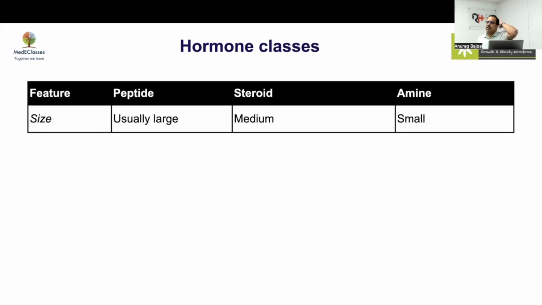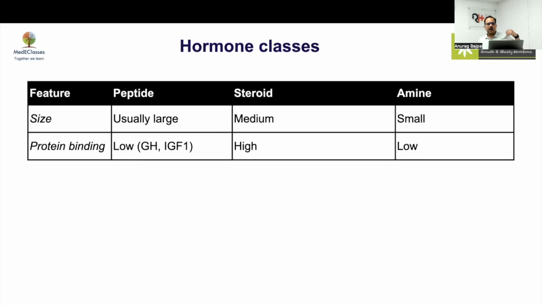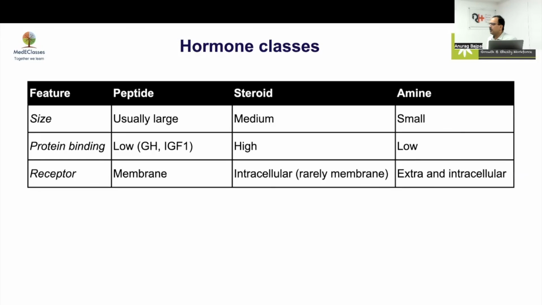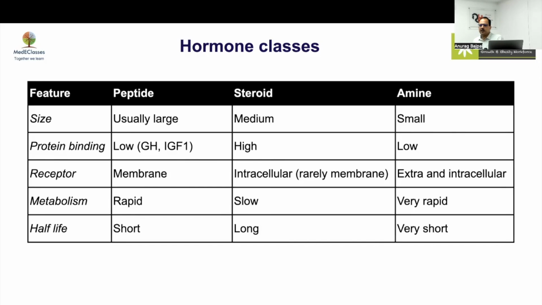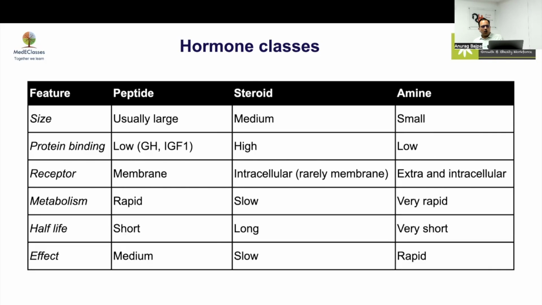So just to compare, peptides are usually large. They have a small amount of protein binding. They don't bind to protein, with the exception of growth hormone and IGF-1. They typically have a membrane receptor with rapid metabolism. Steroids have an intermediate size. A lot of it is protein binding. They usually have an intracellular receptor, rarely, for estrogen and calcitriol, a membrane receptor. Their metabolism is slow. Amines are very small. They have limited protein binding. They are very rapid and will be metabolized immediately, and therefore the half-life will be very, very short, and the effect also will be rapid.